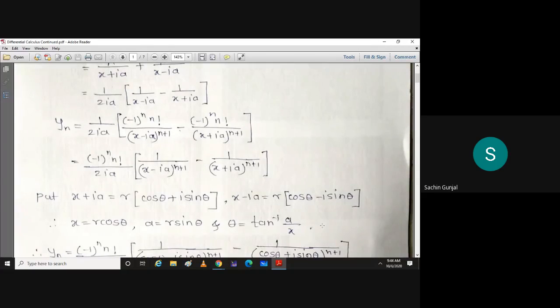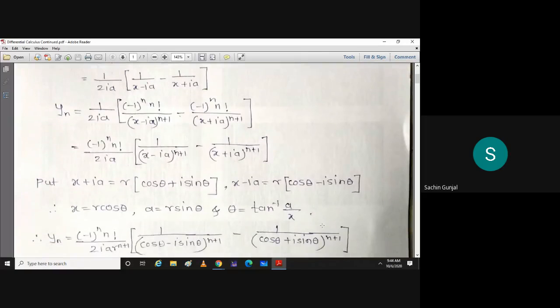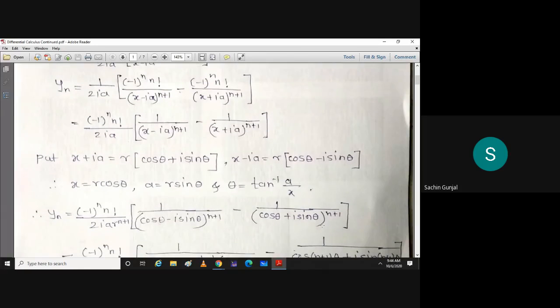Up to this step, any doubt? No, sir. Okay. Fine. So let us substitute this complex number in terms of modulus and argument.